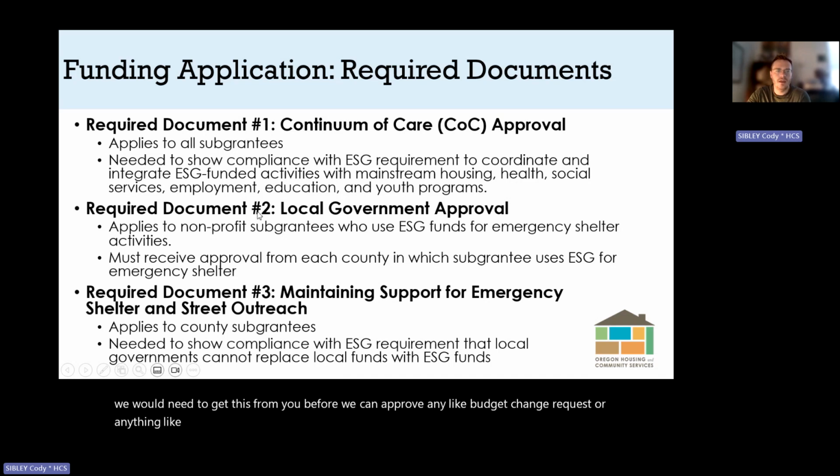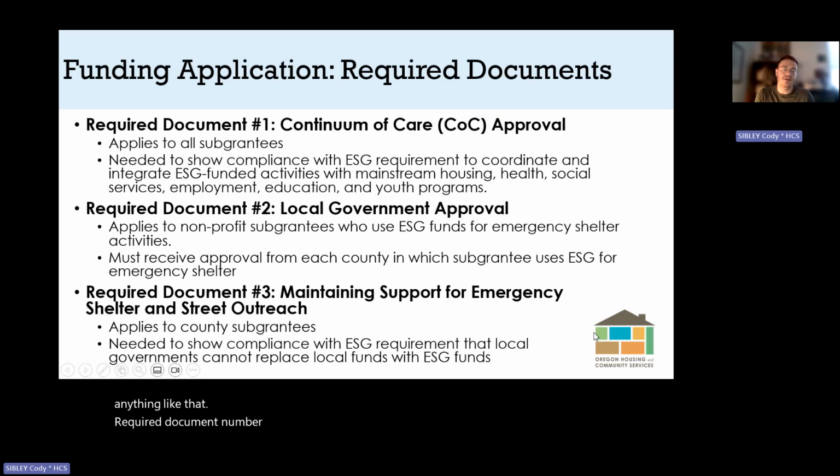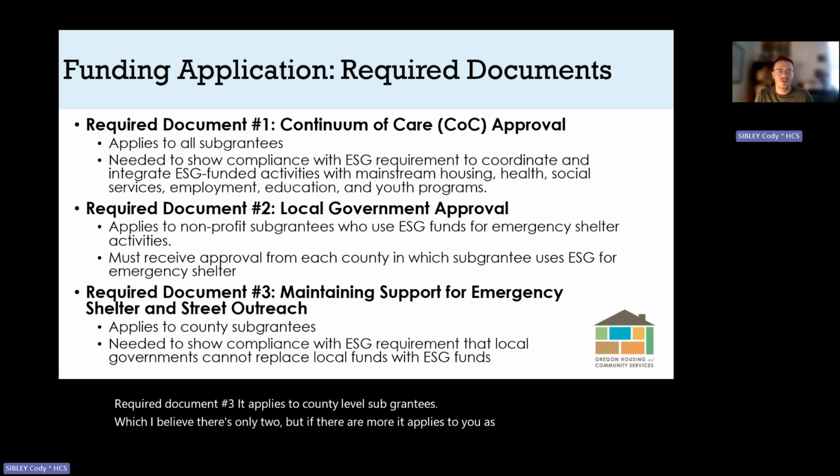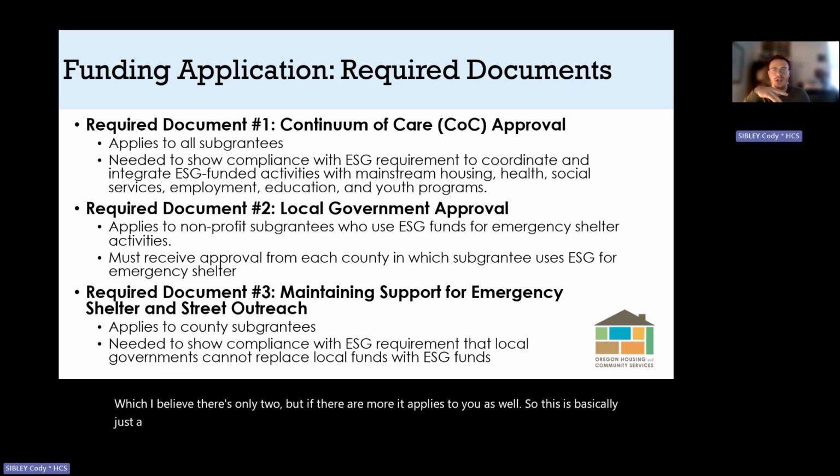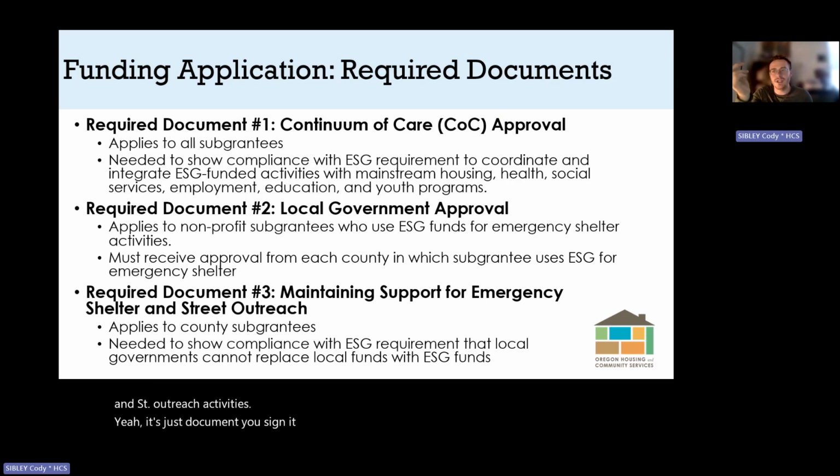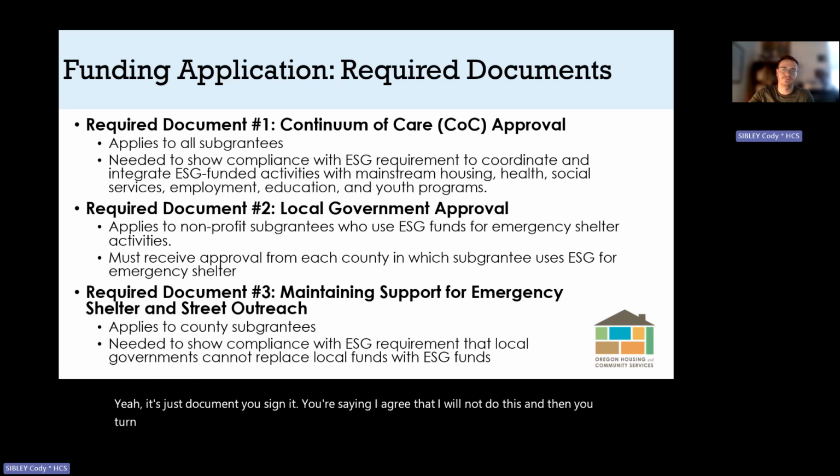Required document number 3 applies to county level subgrantees, which I believe there's only two, but if there are more, it applies to you as well. So this is basically just a document stating that you will not use ESG funds to replace existing funding for shelter and street outreach activities. Yeah, it's just a document. You sign it. You're saying, I agree that I will not do this, and then you turn it into us.